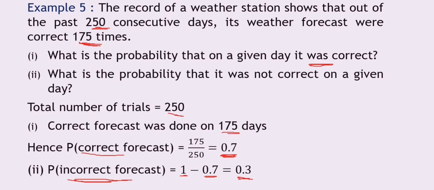So here what we could do, again I tell you, if 175 times it is correct, then you see how many times it is wrong. 75 times it will be wrong. Yes, because 250 minus 175 is 75. And then we can find 75 times it is incorrect upon the total trials 250 times. So if you do this, then also you will get the answer 0.3. But I did not do that. What I did, I knew the correct. So 1 minus the correct gave me the incorrect.